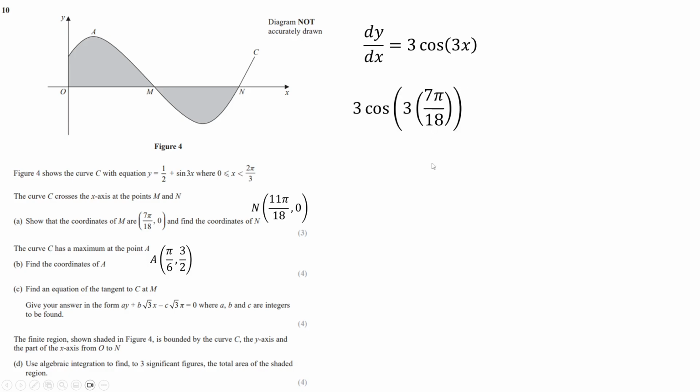This is going to be 7 pi over 6. Cosine of 7 pi over 6, you can just plug it into our calculator. Multiply by 3, you'll get minus 3 root 3 over 2. So this is the gradient.